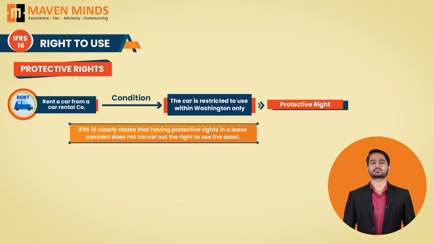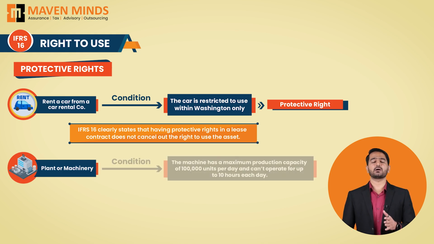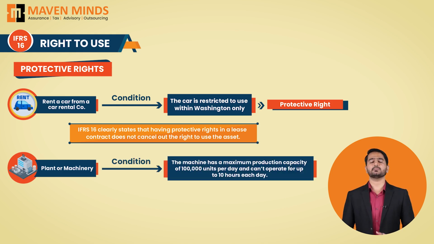IFRS 16 clearly states that having protective rights in a lease contract does not cancel out the right to use the asset. Let's look at another example. Imagine you lease a piece of plant and machinery and the owner says you can only produce up to 100,000 units a day and you cannot operate the machine for more than 10 hours a day. This is another form of restriction or protective right.